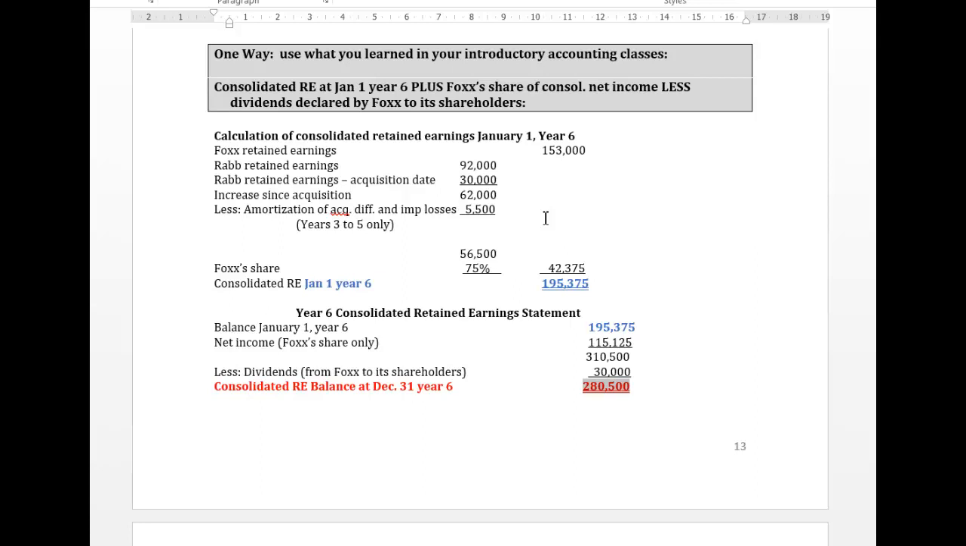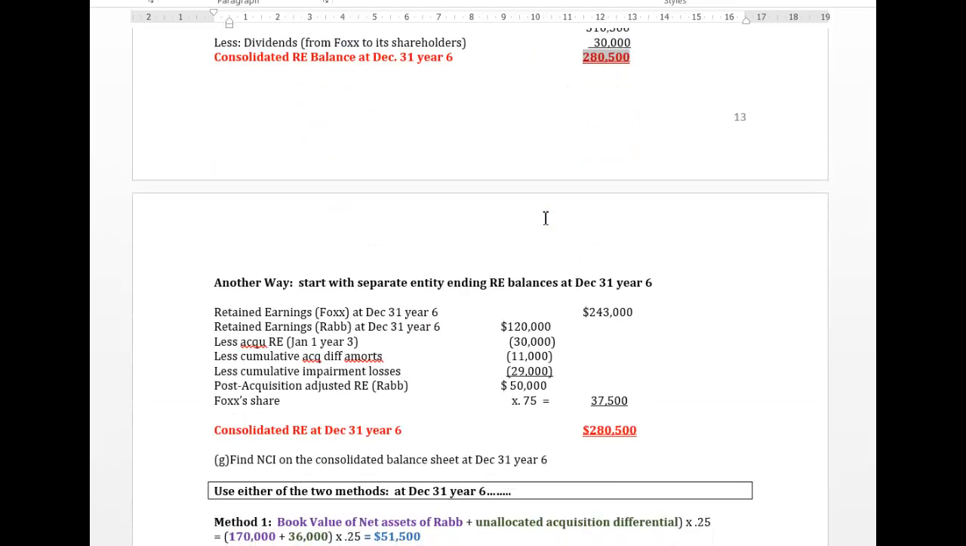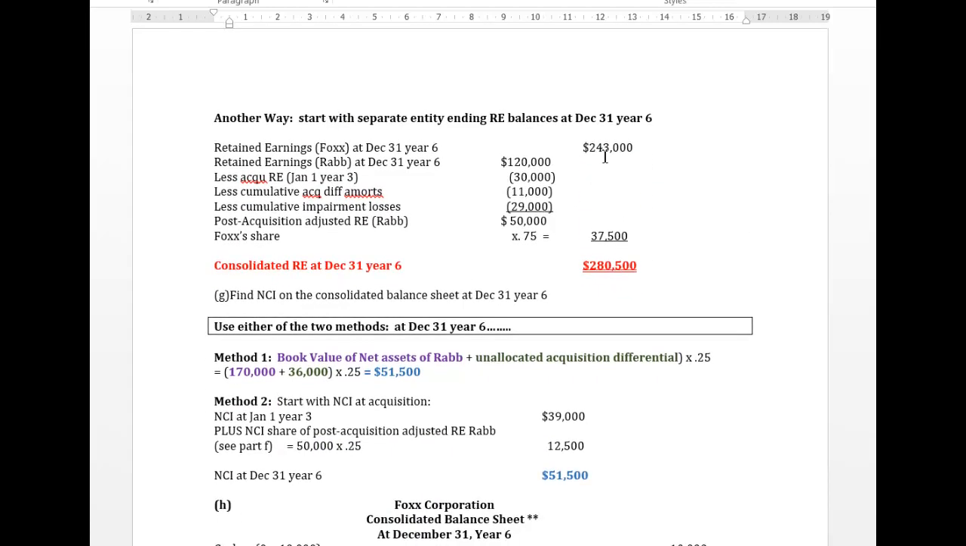Now, what if you don't like this way? You can go back to just starting with the ending balances of each separate entity. This is what we did in question 4 as well. Just start with the ending balances. You're given that on the separate entity balance sheets, but you can also see it in the statement of retained earnings.